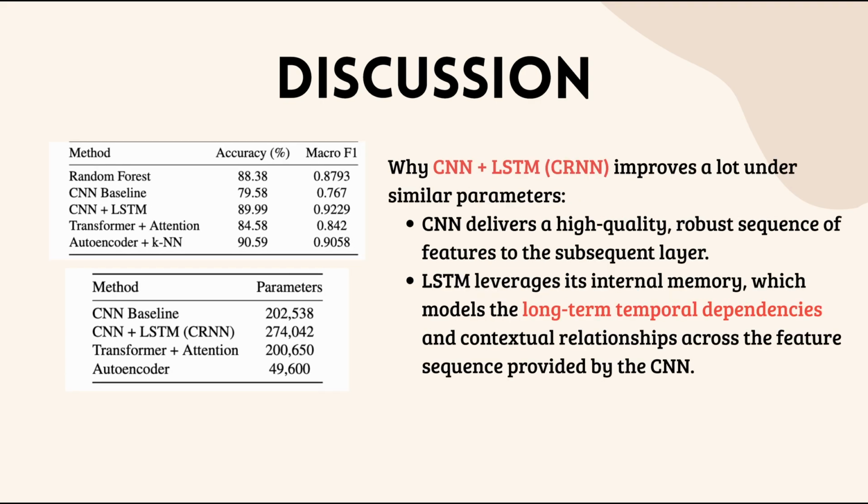So the next question is, why does CRNN improve a lot under similar parameters? So we think the reason is that the CNN delivers a high-quality, robust sequence to the subsequent layer, which is the LSTM, so that the LSTM can leverage its internal memory to model the long-term temporal dependencies and contextual relationships across the sequence.